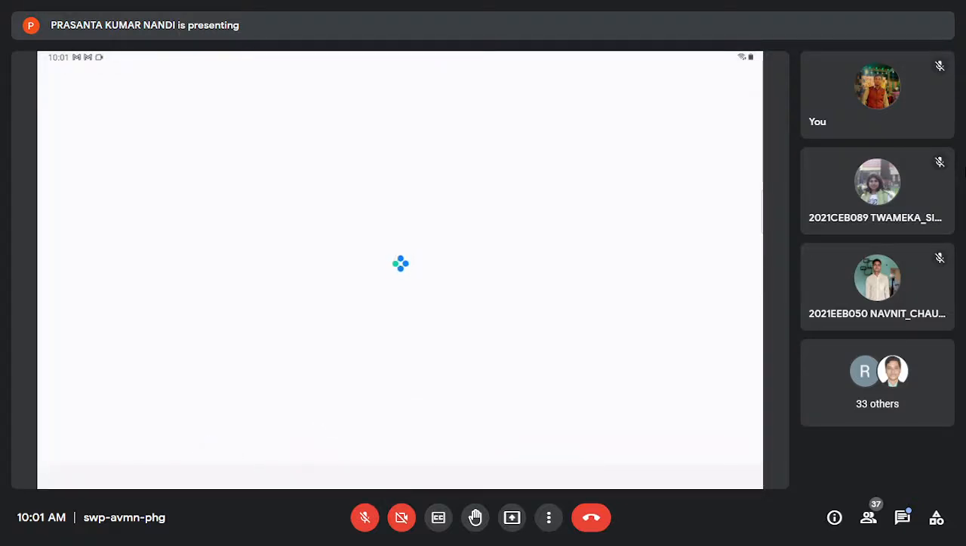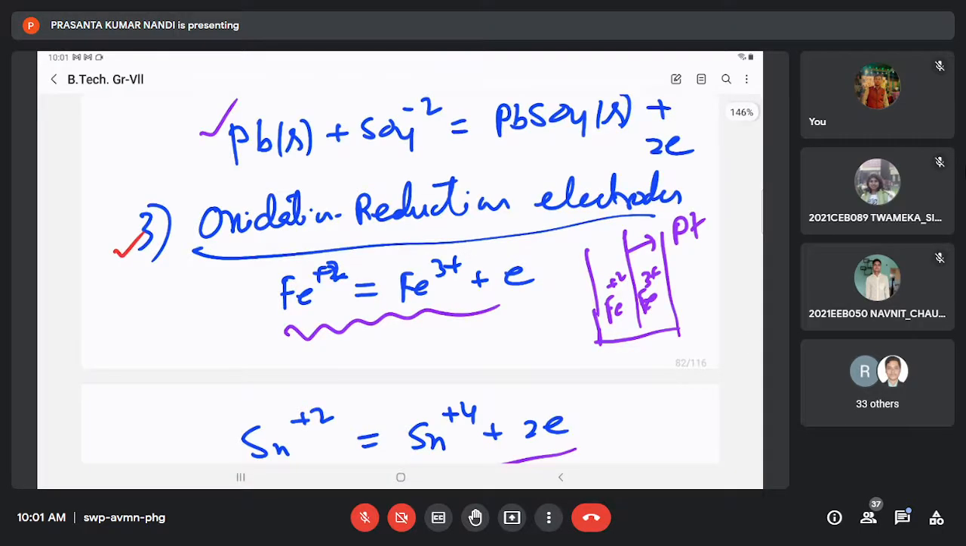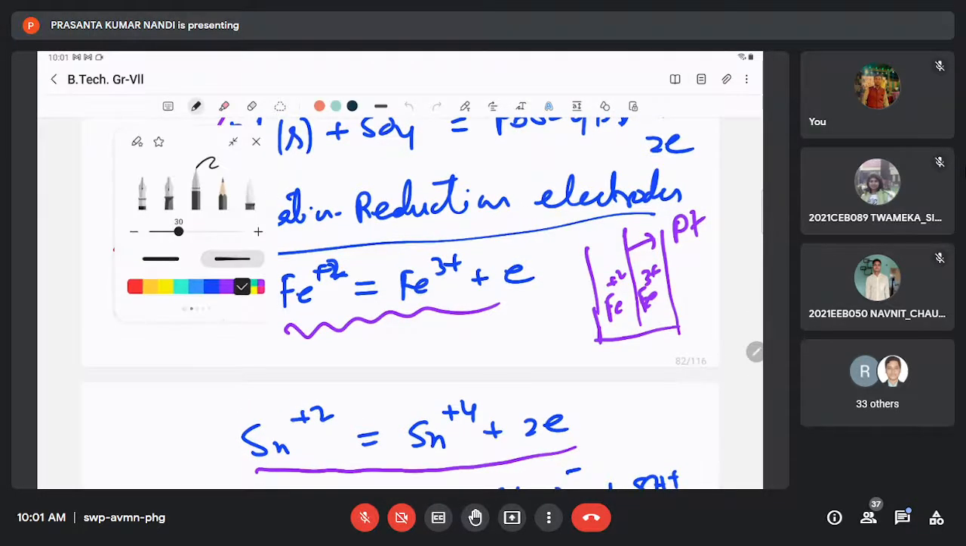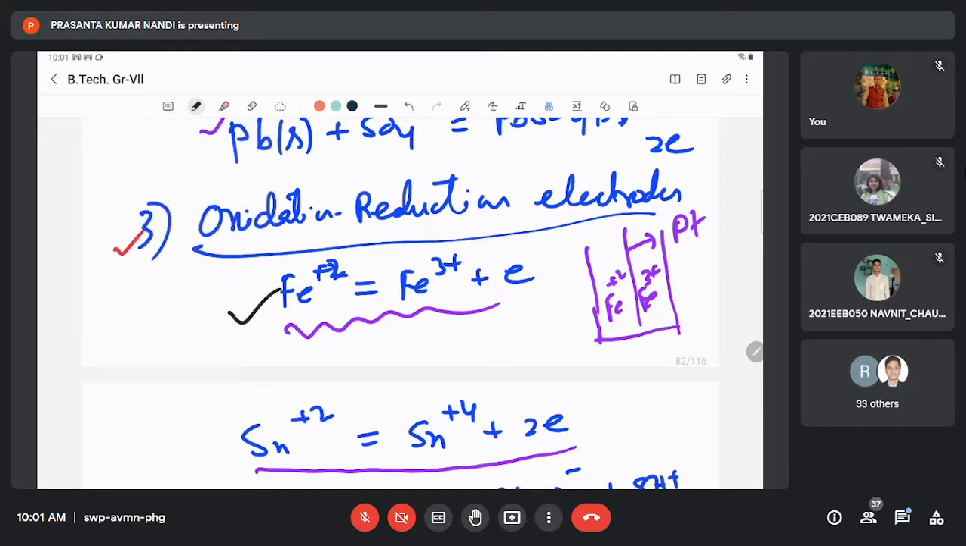So you know this type of electrode is called the oxidation reduction electrode. A platinum metal rod is dipped in an aqueous solution of soluble ferrous and ferric salts, ferrocyanide and ferricyanide. Then this reaction occurs, and this is the reaction that would occur. This is one example.